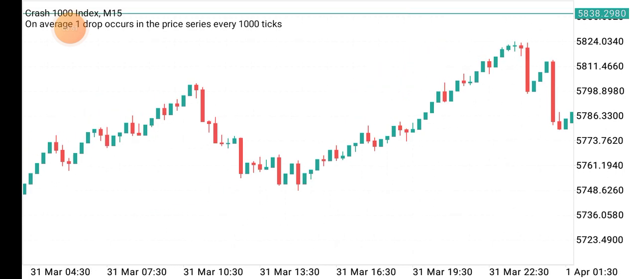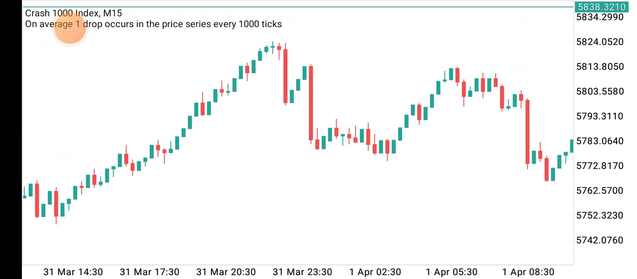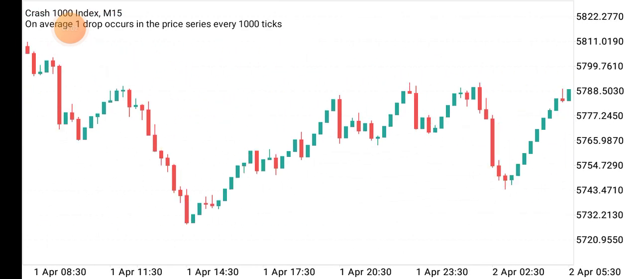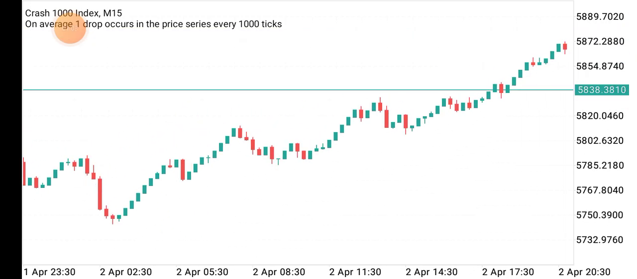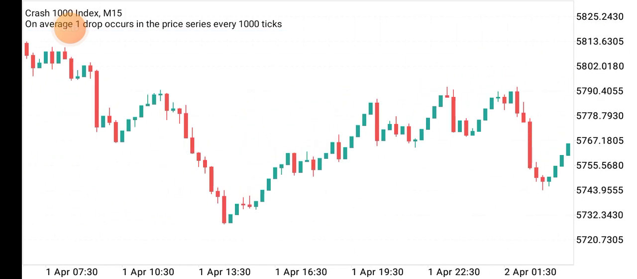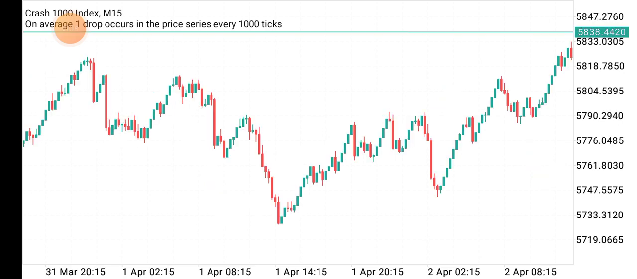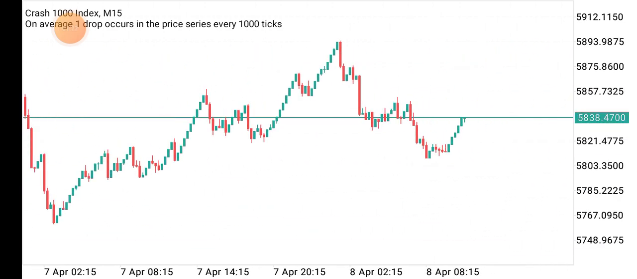The structures that we look out for are based on the strategy I've been showing you guys on this channel. You should also know that these structures are available on all time frames. You can find them on a higher time frame, you can find them on a lower time frame, guys. But for now, I'm on the 15 minutes time frame, on Crash 1000. Let me try to zoom in a bit and I'll show you one of those places.